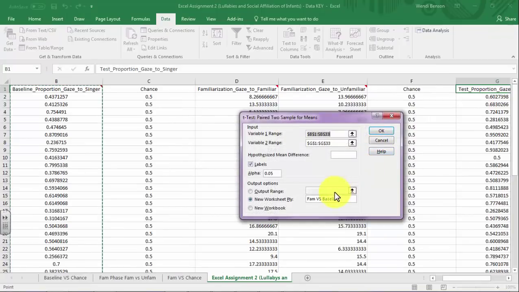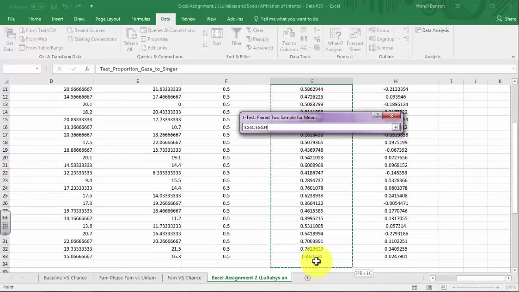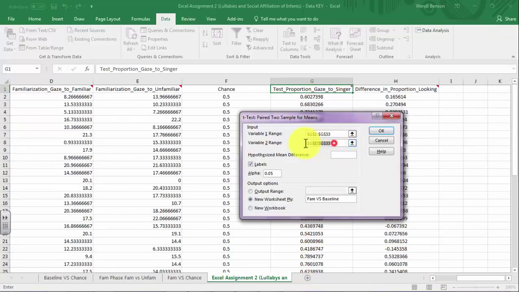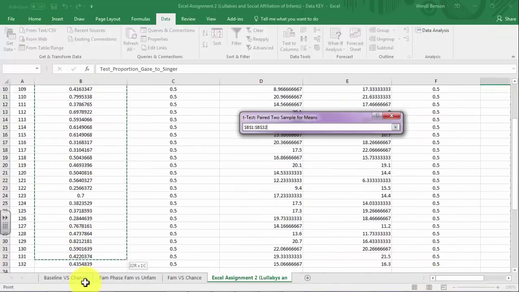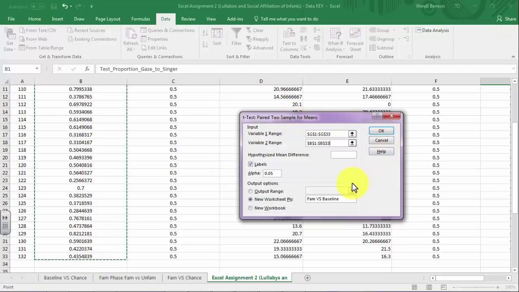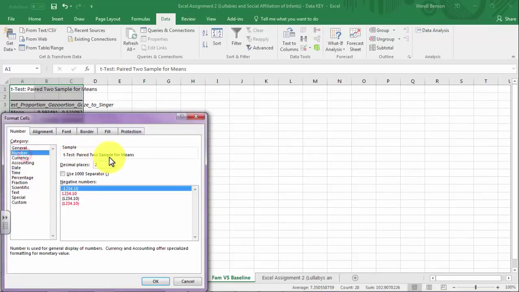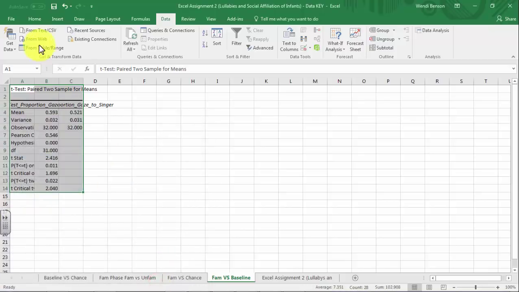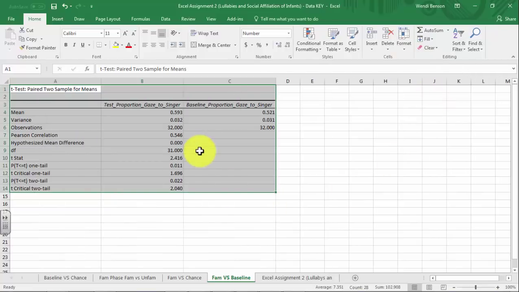Click OK. So we're going to start by highlighting the test proportion gaze to singer. And then for variable 2, we're going to highlight the baseline proportion of how long they stared at the eventual singer. We've got our new worksheet. We can call it familiar versus baseline, so it's fam versus baseline. Click OK. Right click, format cells, number, 3 decimal places. Go up to the Home tab, format, auto fit the column width so we can see everything.